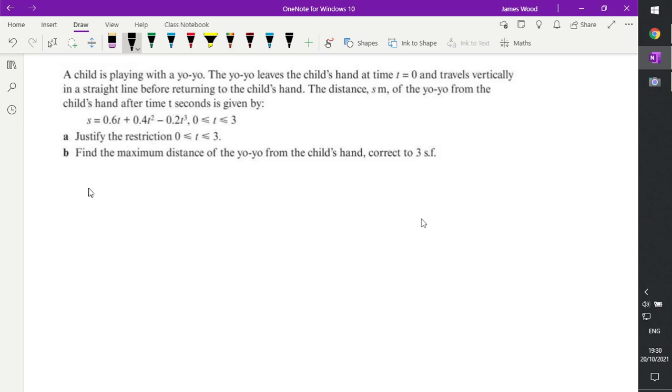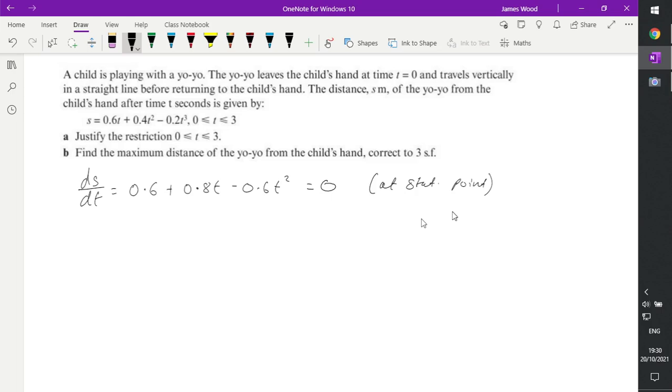So we're going to differentiate it and set it equal to 0, because at a stationary point the gradient is 0. So ds by dt, if we differentiate this, is going to be 0.6 plus 0.8t minus 0.6t squared. And then we want to set that equal to 0. So at stationary point. Now that's just a quadratic to solve, so I'm just going to solve it on my calculator.